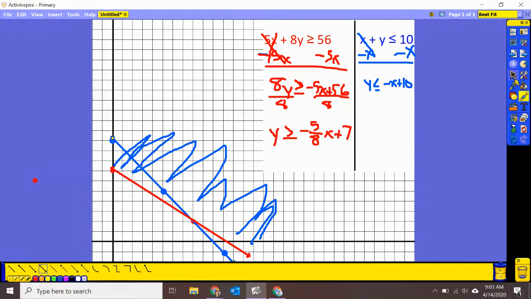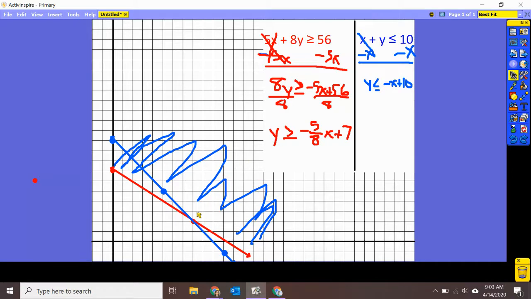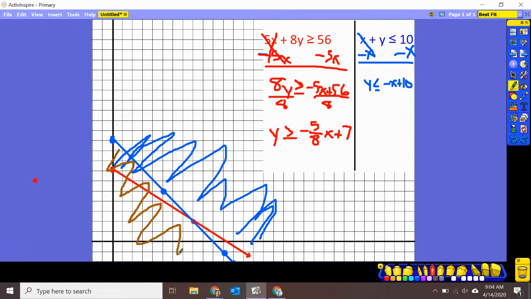So here's what's interesting. You see all this blue stuff that is above that blue line, okay? And my shading for this blue line is going to go below it. Okay, so I'm going to take my marker here. I'm going to shade below it. I'll shade it in brown just for a different color's sake. Okay, so here's all my shading for the blue line.